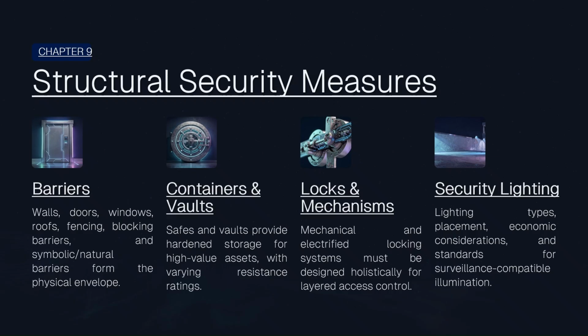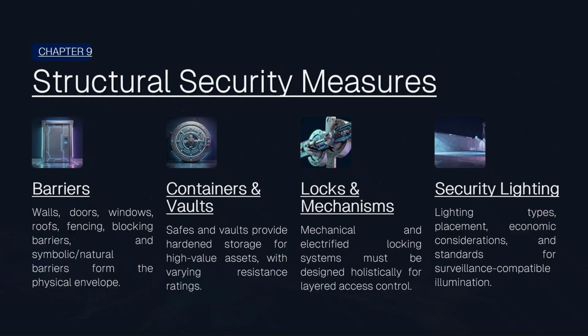Structural security measures form the physical backbone of facility protection. The first category includes barriers, such as walls, doors, windows, roofs, fences, and bollards. These elements define the building envelope and help delay or prevent unauthorized access. Next are containers and vaults, which provide hardened storage for high-value assets, sensitive materials, or critical information. Their design focuses on strength, resistance, and controlled access.